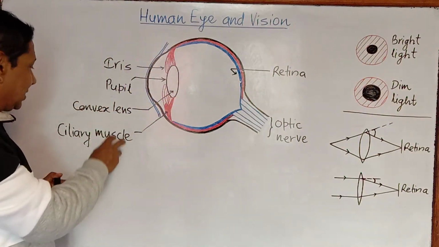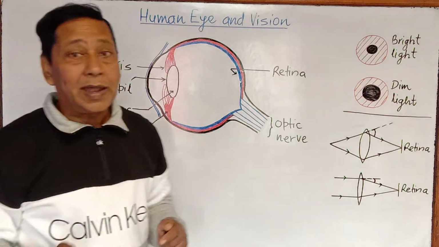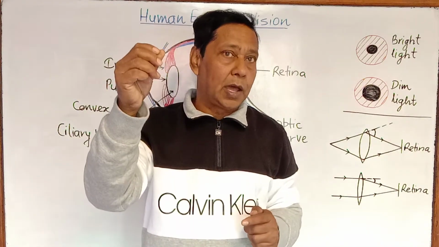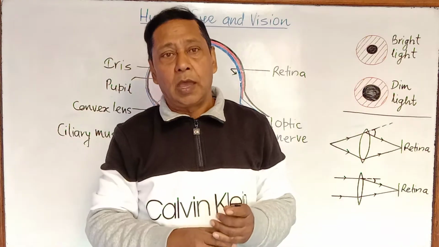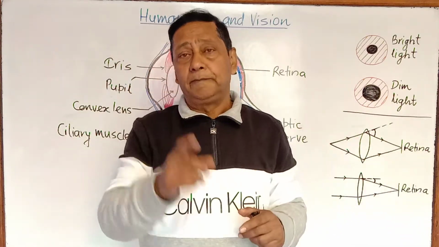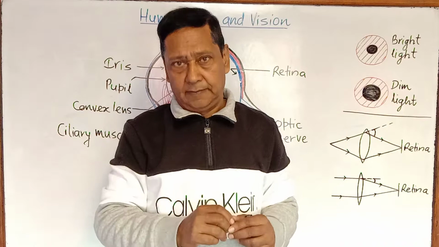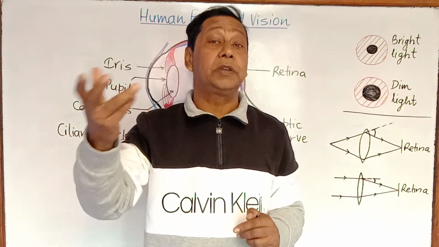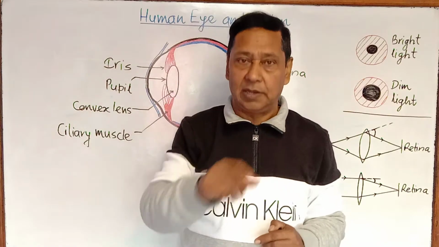Now next is ciliary muscle. What is ciliary muscle? Before the ciliary muscle, I want to tell you something more about other matters, and then we'll come back to ciliary muscle. Near point, what is it? Far point, what is it? And then accommodation of the eye, and then we'll come back to ciliary muscle.